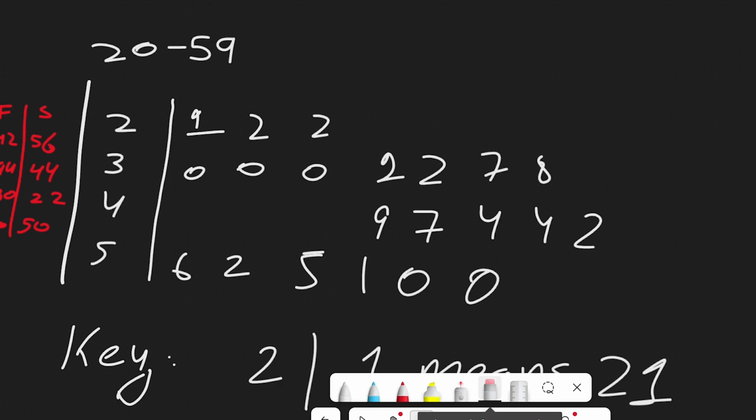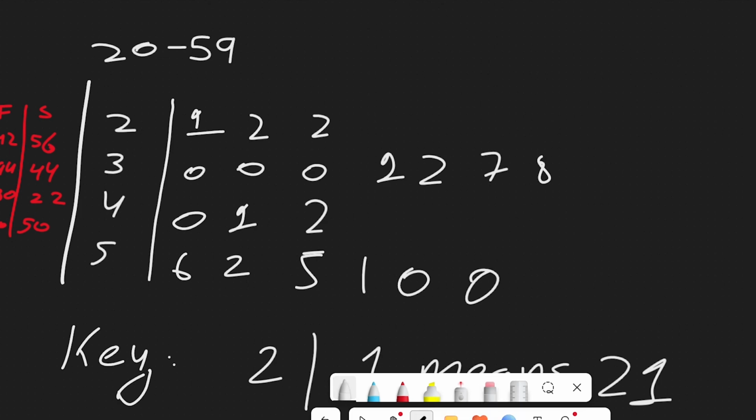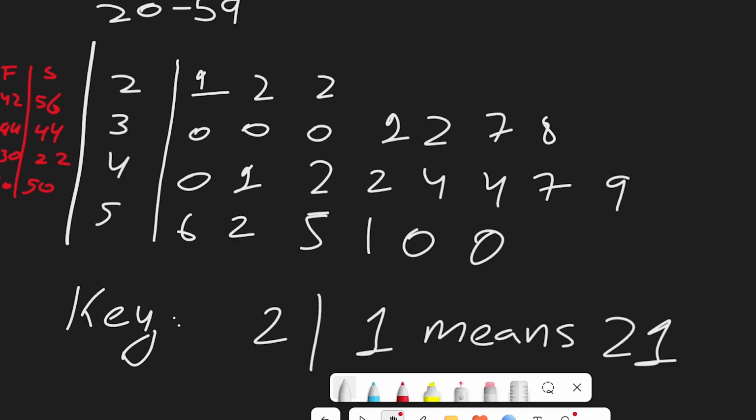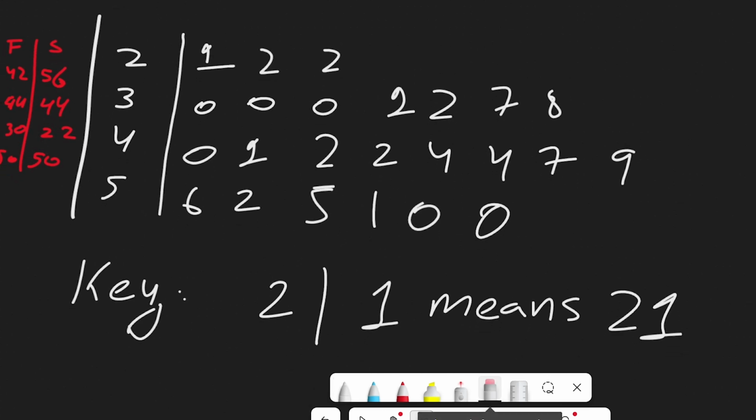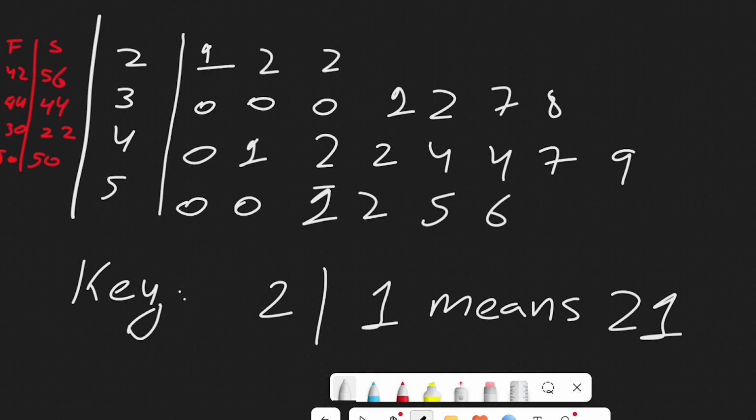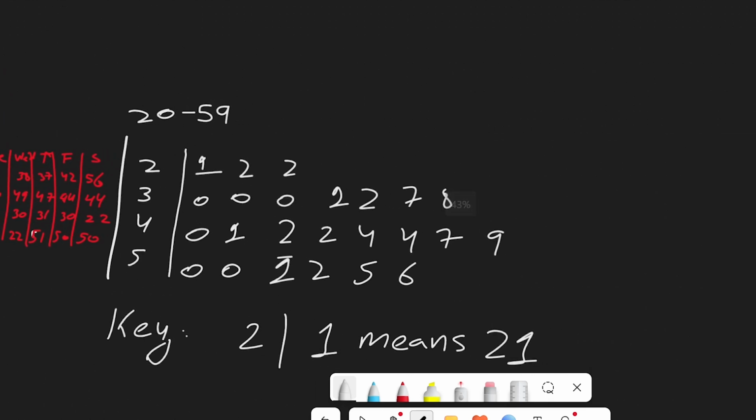0 1 2 2. First of all, let's do that. 0 1 2. Okay, then we have 2 4 4 7 9. I'm only arranging them in ascending order. Okay, we have 0 0 1 2 5 6.